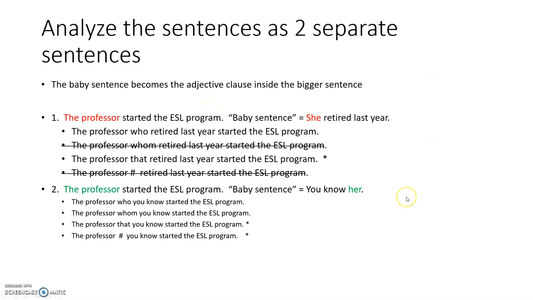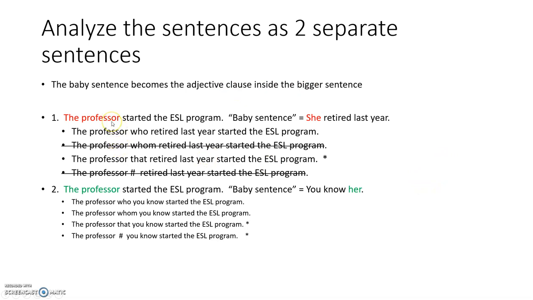The best way that I can explain this is to analyze the two sentences as two separate sentences to begin with, and to think of the part that turns into the adjective clause as what I call a baby sentence. So the baby sentence becomes the adjective clause inside the bigger sentence.